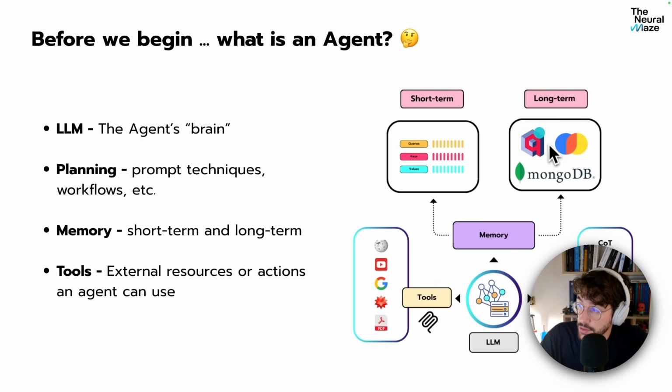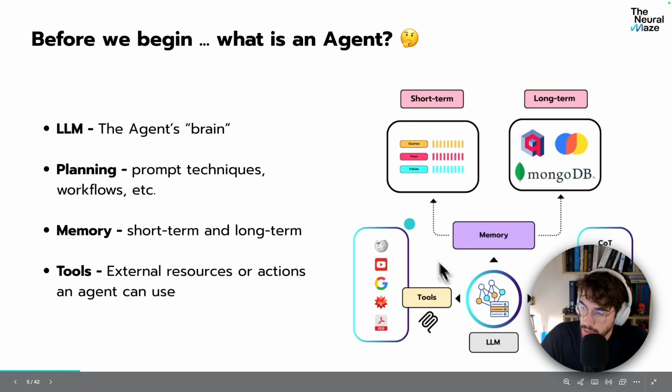Long-term, here I'm just mentioning and just showing 3 vector databases that you can use, like Quadrant, ChromaDB. This is my pick for today's video. And also MongoDB. You're probably aware that MongoDB is not exactly a vector database, but it also offers some good functionalities for this. And finally, we have the tooling, external resources or actions an agent can use.